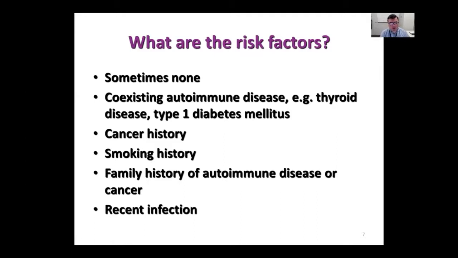For some disorders like neuromyelitis optica or GAD65 associated autoimmunity, we can see a lot of pre-existing autoimmune disease, particularly in adults, such as thyroid disease, type 1 diabetes. We always ask about cancer history, smoking history, and family history of autoimmune disease or cancer.